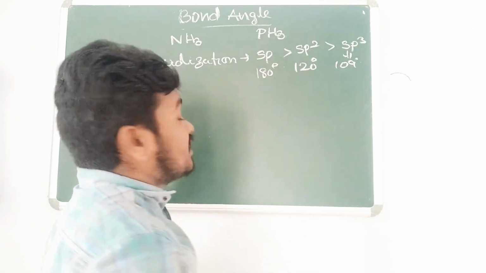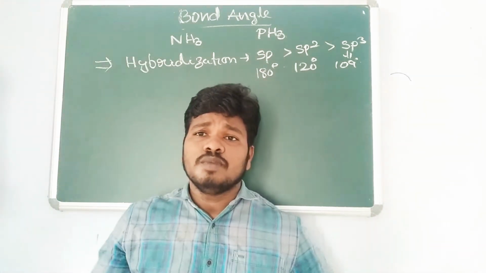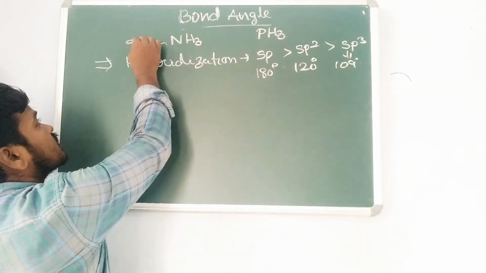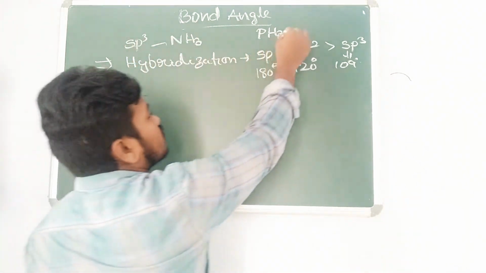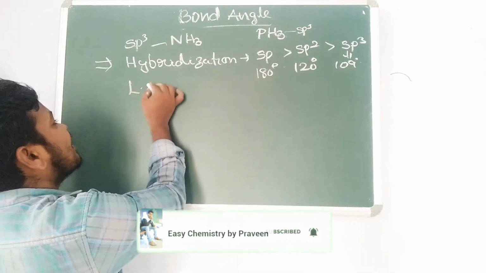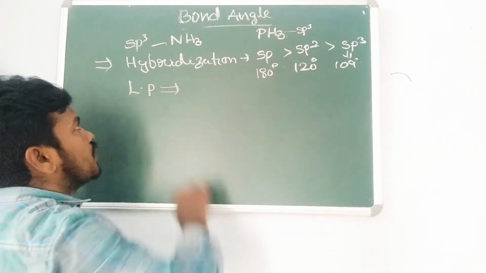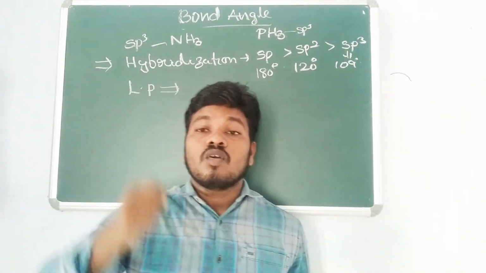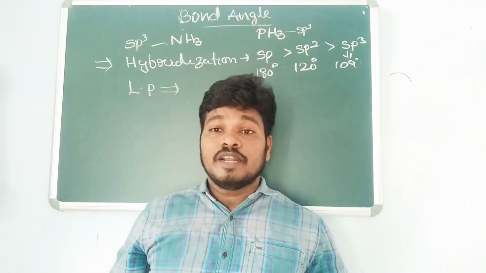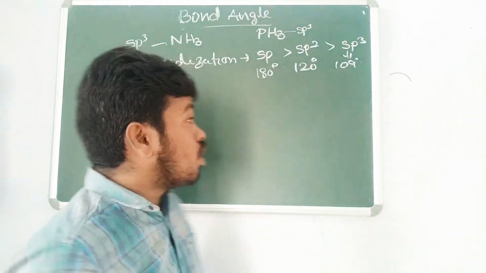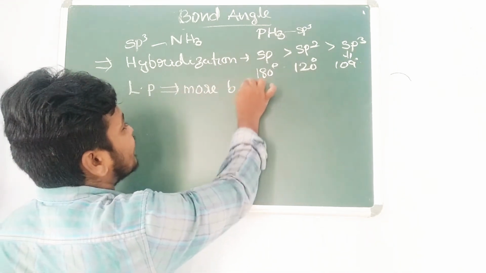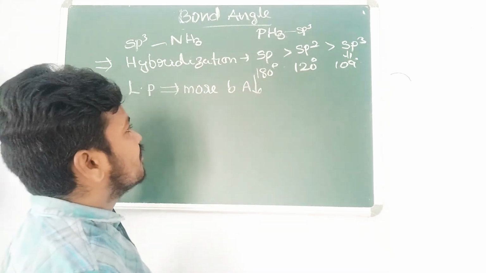Okay, so for example, if a given molecule's hybridization is similar, as in NH3 and PH3, this hybridization is sp3 and this is also sp3. So how will you identify? In this case, check the lone pairs. Lone pair in the sense the pair of electrons on the central atom which are not involved in the bonding. How to calculate the lone pair? Already I made a video, again I will give it in the card. See, if lone pairs are more, bond angle will be less.